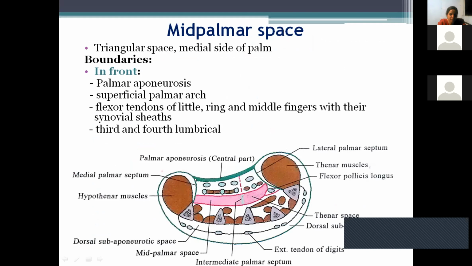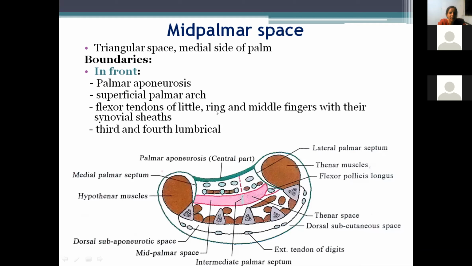Okay, so in the mid palmar space, in front, what do we see? This is the green line you are finding. Try to understand this picture. Below skin, what do we find? Palmar aponeurosis. Below this, which we are going to discuss today, is this arch, the superficial palmar arch. Then we have the flexor tendons of the little finger, ring finger, and middle finger. Then we also find the synovial sheaths around them.